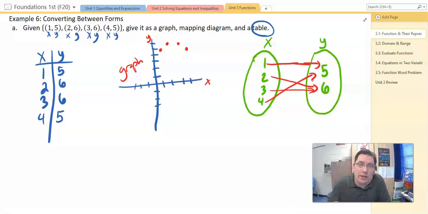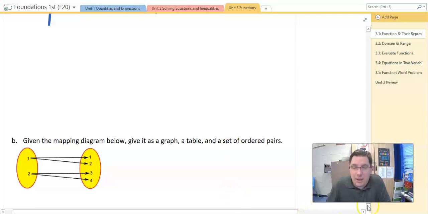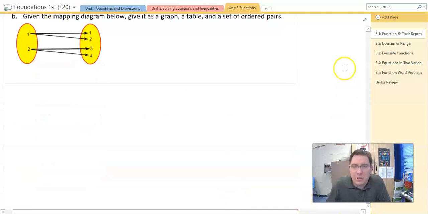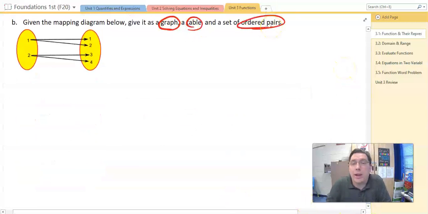Okay? Got one last example we're going to look at here. In this one, we're given a mapping diagram, and we want to look at the other three. We want to see it as a graph, a table, and a set of ordered pairs. And so we're going to take this relation, and we can do it in any order. We can do the table first, the graph first, ordered pairs first. It doesn't matter. As long as we have one, we can convert to the other three pretty quickly.